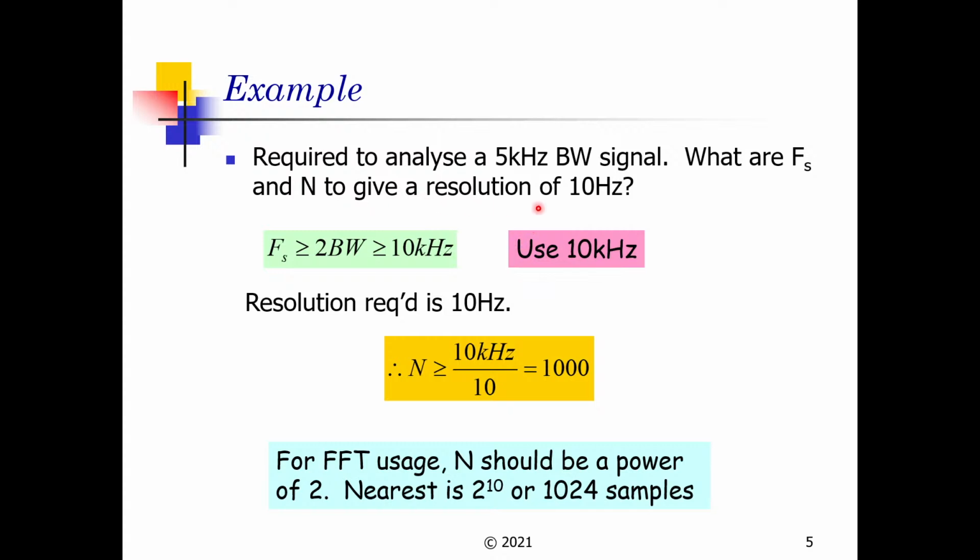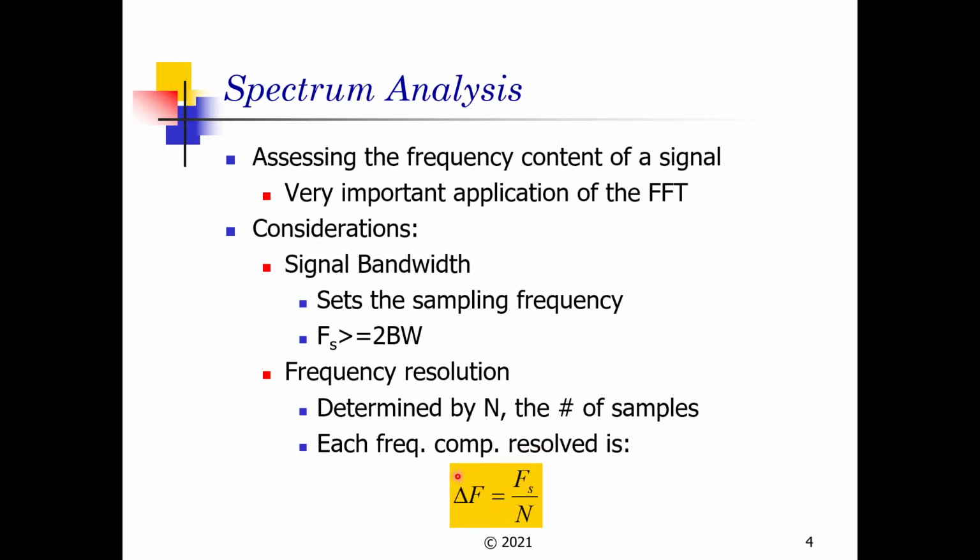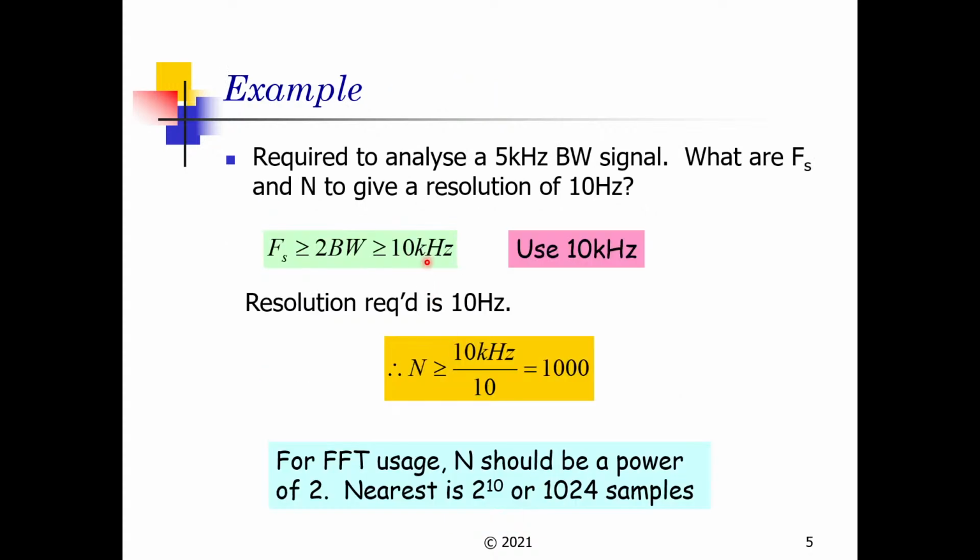The resolution here, which is 10 hertz, is given by delta f. So if we rearrange our equation here, because we're solving for n, we just put delta f in the denominator instead. So we have 10 kilohertz divided by 10. This here being kilohertz as 10,000, so we get n being at least 1,000 samples that we need to take.